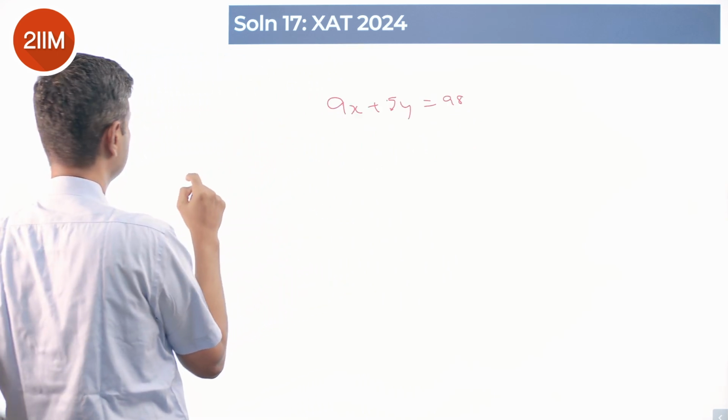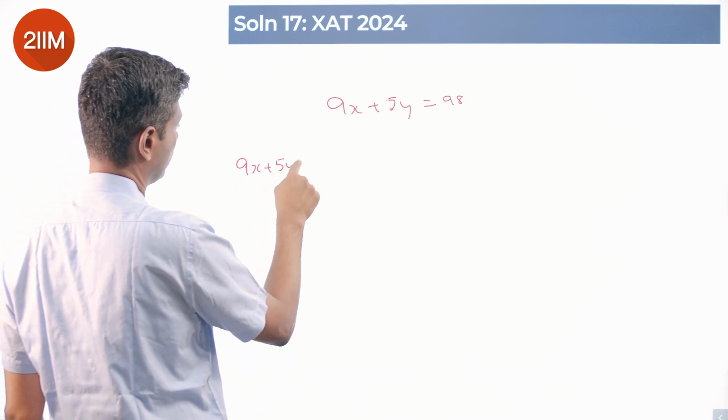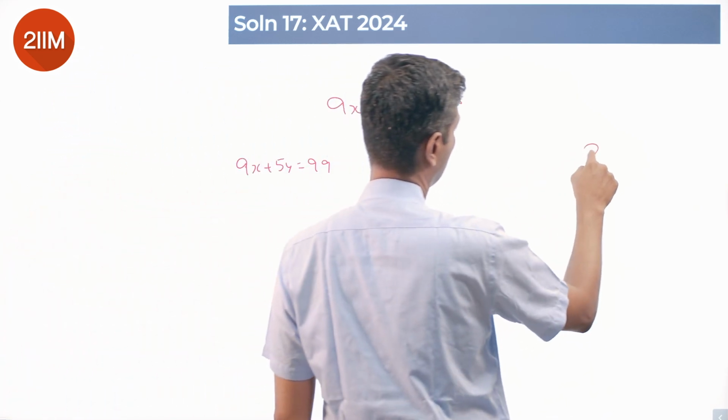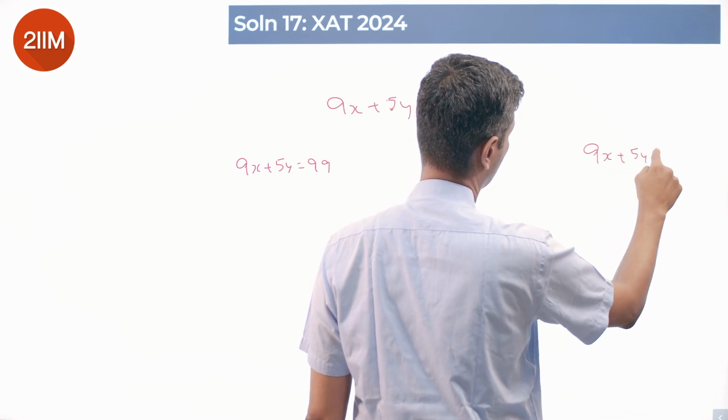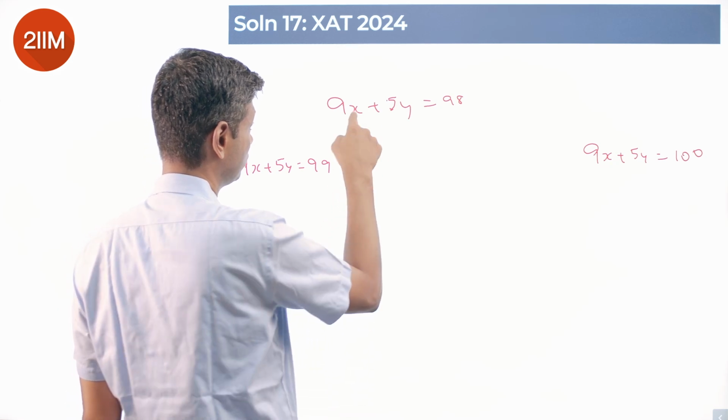9x, oopsie. 9x plus 5y equal to 99. 9x plus 5y equal to 100. Let's do 98 first. We're looking for a multiple of 2.